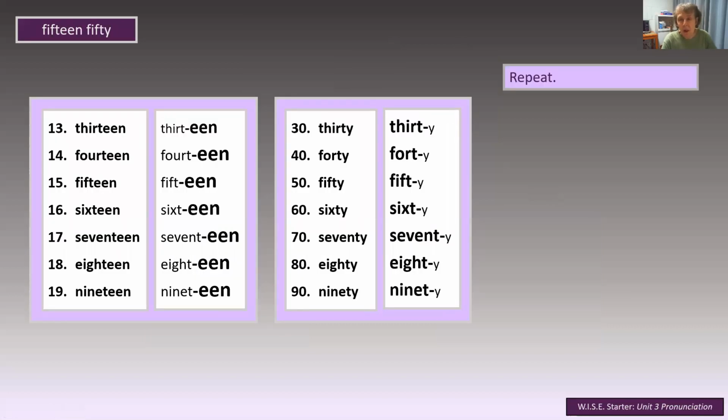Right, please repeat these words after me. 13, 14, 15, 16, 17, 18, 19, 30, 40, 50, 60, 70, 80, 90.